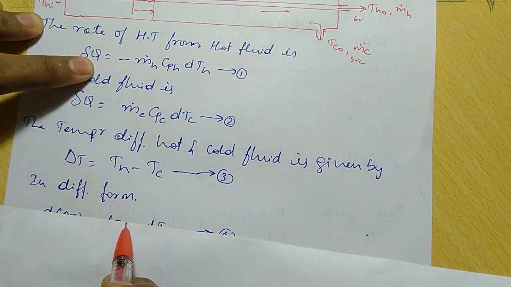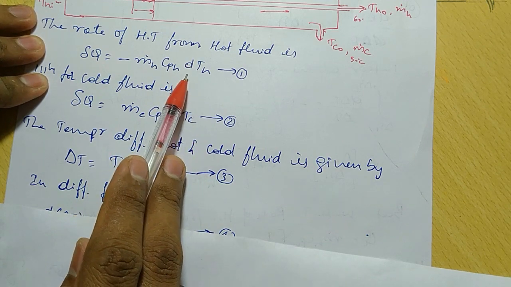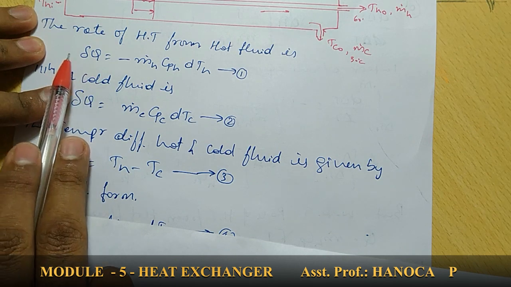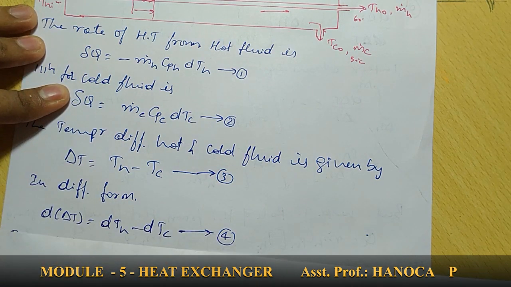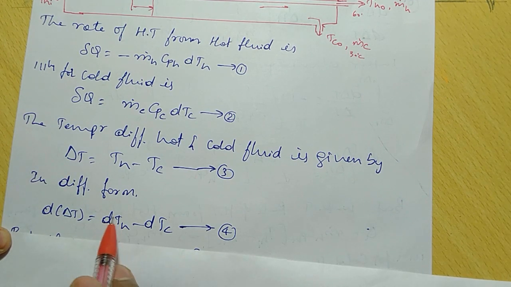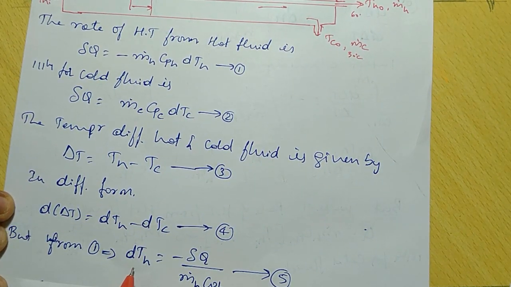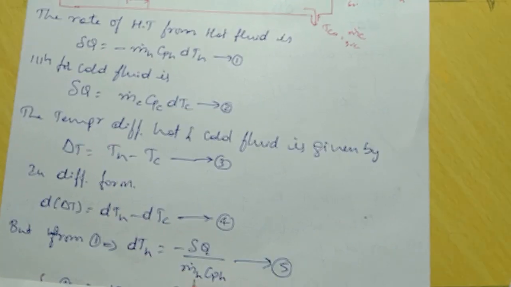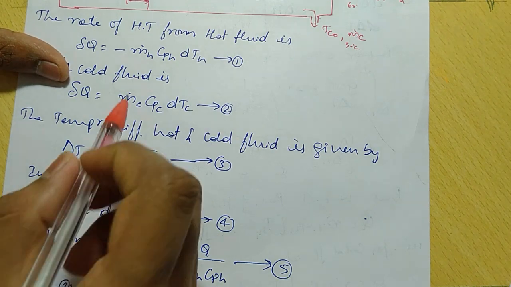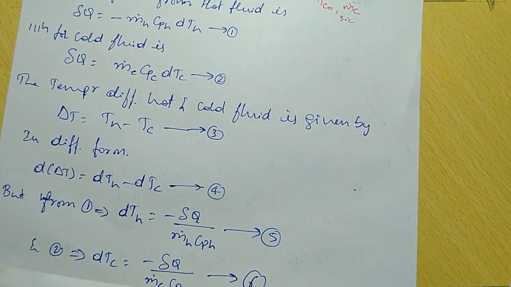But what is equation 1? Equation 1 is delta Q equals minus m dot h cph dTH. You can write it likewise: dTH equals minus delta Q divided by m dot h cph. This is the equation we obtained, call it equation 5. In the same way, dTC can be written by sending this term to the denominator. So what will happen?